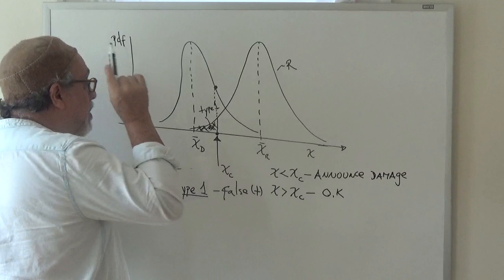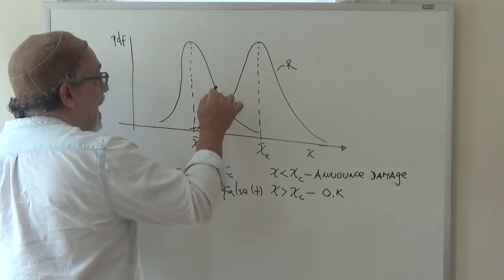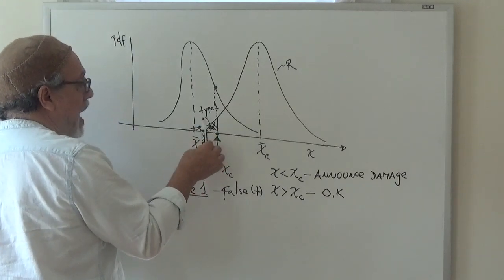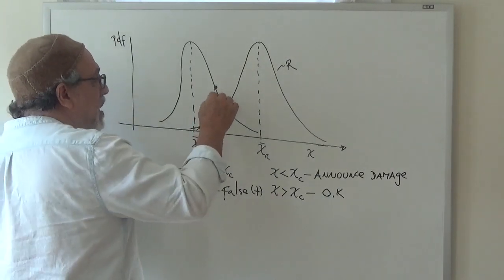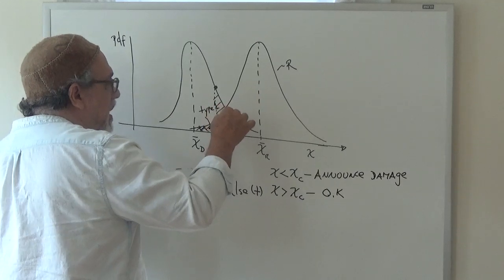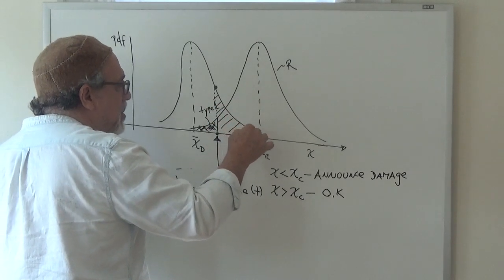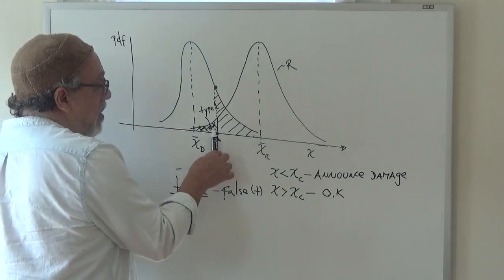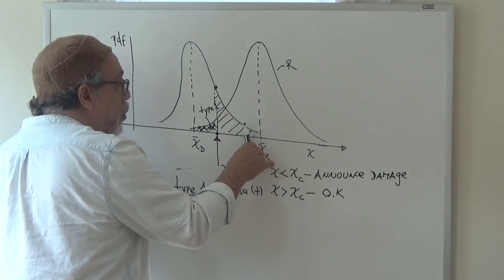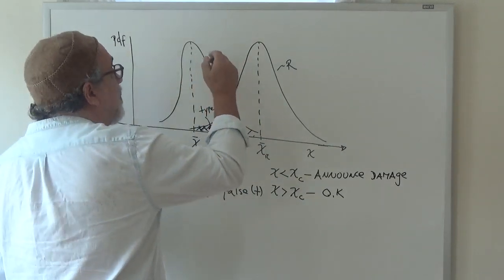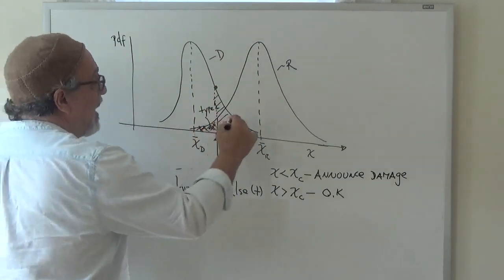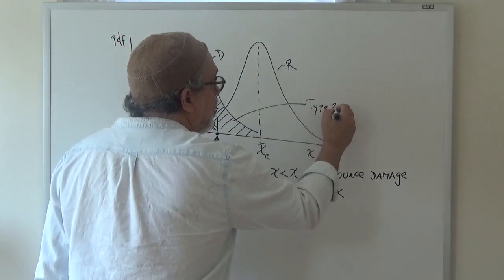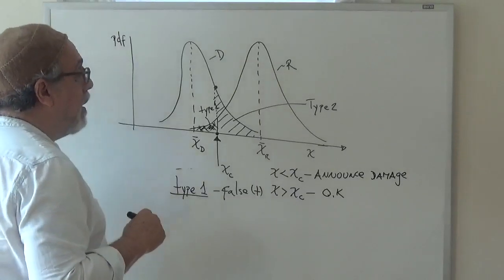But we can think mentally that it does exist. And since our criteria is to call damaged things to the left of XC, we can see that there is a possibility that the system is damaged and that we would say that the system is not. Meaning things that are on this side of XC could be on the distribution of the damaged state too. And that area right there is what we call the type 2 error, right?